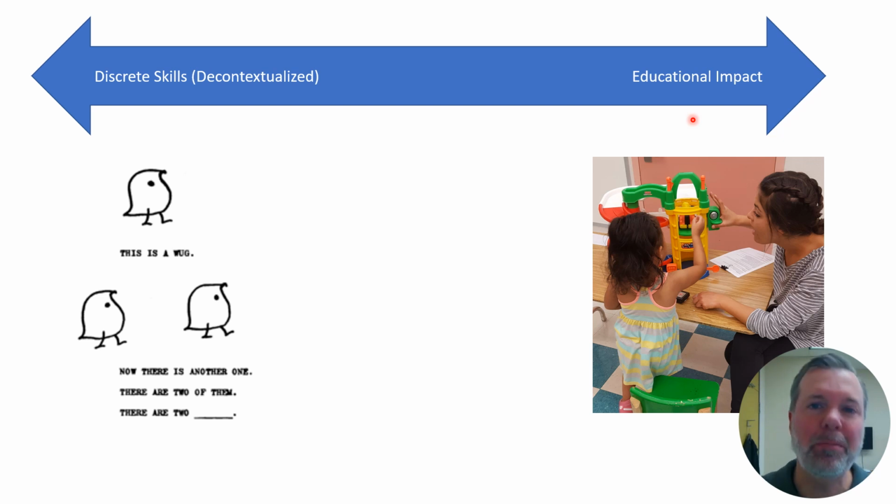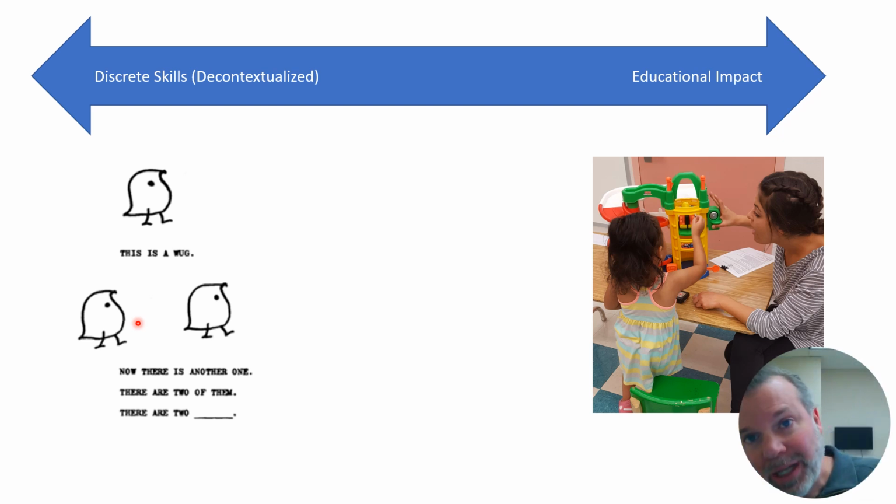If you want to have a fun trip down memory lane to your old undergrad and grad days, the WUG test, right? This is a WUG. Now there's two of them. There are two WUGs is what we're looking for that child to say, and that tells us, do they have the plural? And we can do a detailed, in-depth evaluation of these discrete skills.